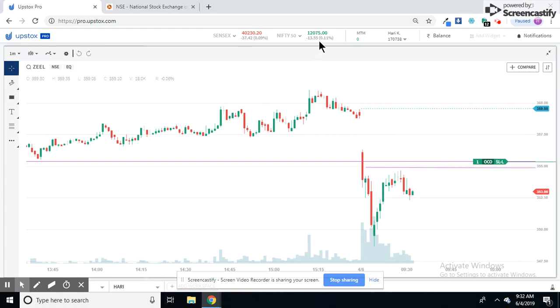The market is still flat. It is not moving much. And let's see what happens.